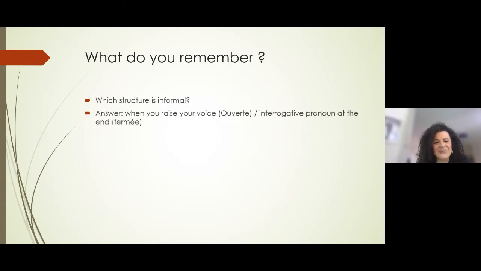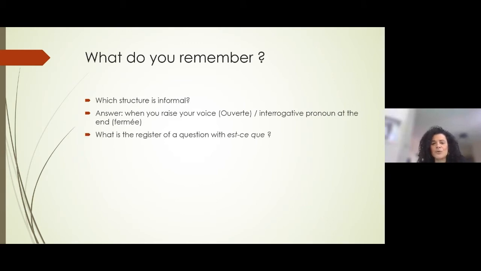Okay. So the answer is when you raise your voice, it's informal, question ouverte, and when the interrogative pronoun is at the end of a question in the case of question fermée. So question ouverte, you raise your voice, it's informal, and interrogative pronoun at the end of a question in the case of question, I made a mistake, sorry, is the opposite. When you raise your voice, the question is fermée, and interrogative pronoun at the end of the question is ouverte, sorry, I'll modify this later on.